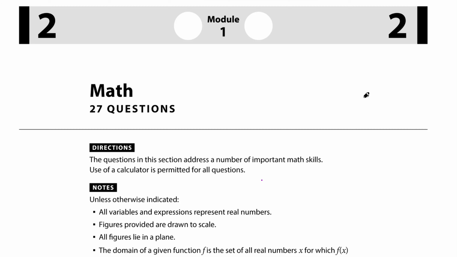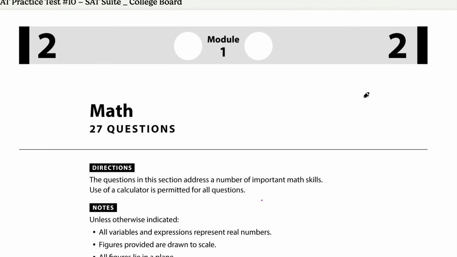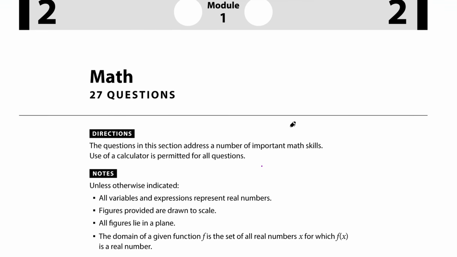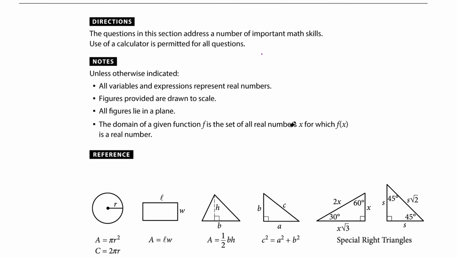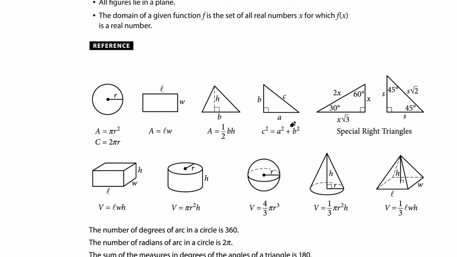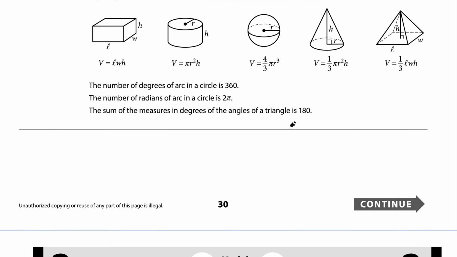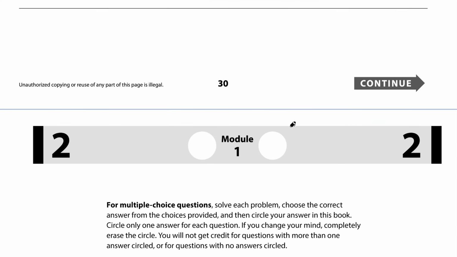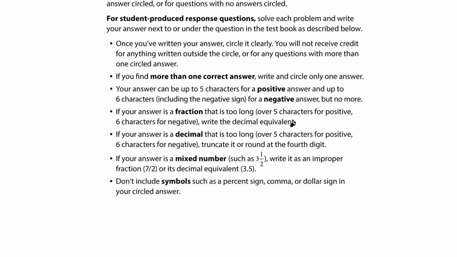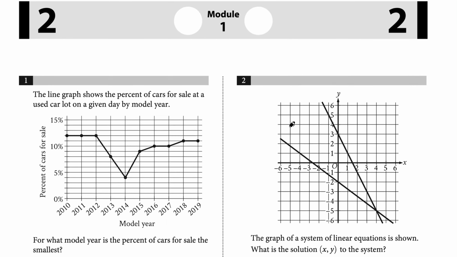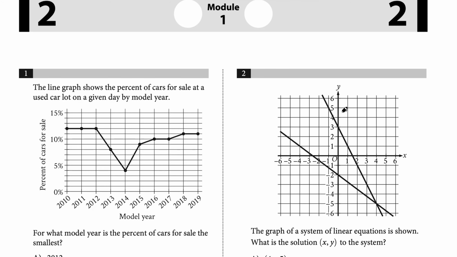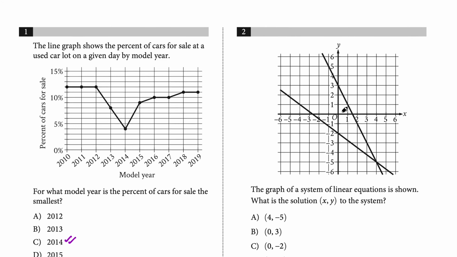So this is how it looks like. This is bundle 10 from SAT College Board, SAT Suite College Board. So these are the general instructions. If you know them, that's okay. But if you don't know them, just pause and go through them. Right? And now we are going to start the questions. Okay. Question number 1 and question number 2.